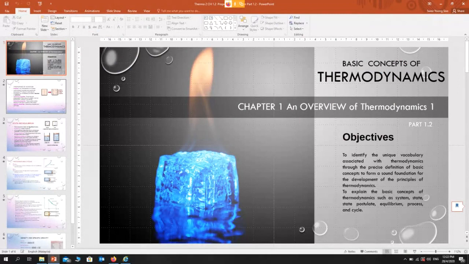Okay, now this is the second part. Here we will be looking at the properties. So how many properties of thermodynamics are there? You have temperature, pressure, specific volume, internal energy, enthalpy, and entropy. These are the properties of thermodynamics.